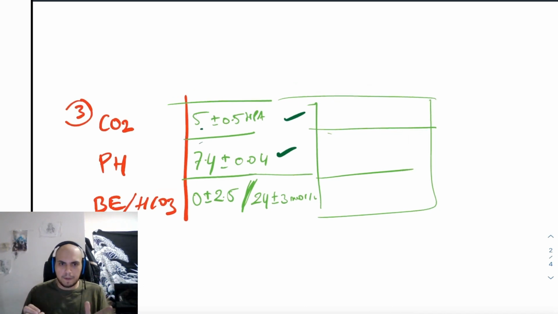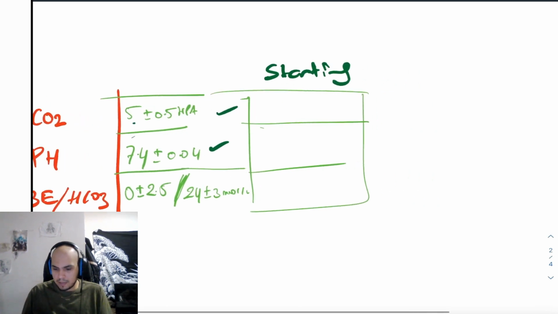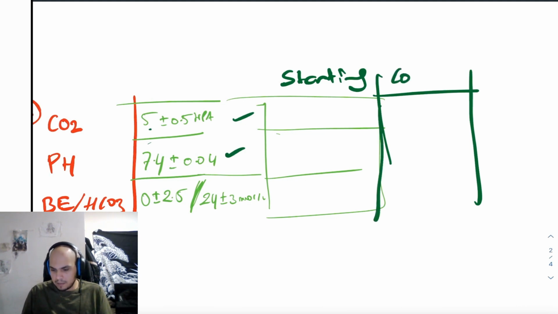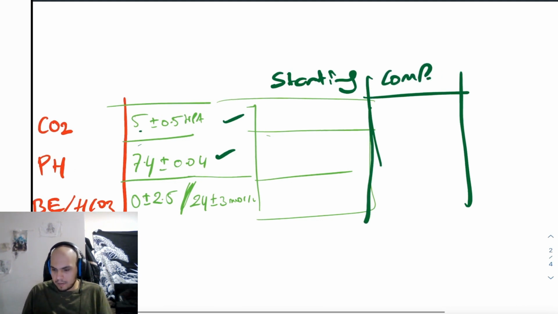So this is the first part of what I'm going to draw. The second part is going to be the starting point, and the second compartment here is going to be the compensation, and here is going to be the correction.